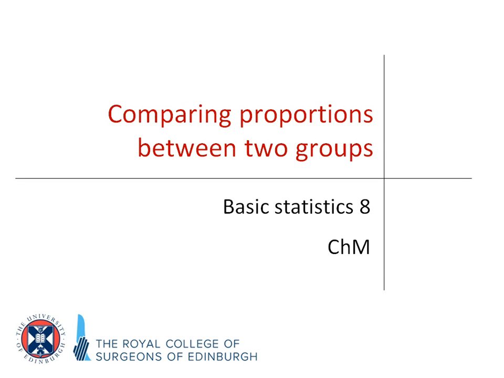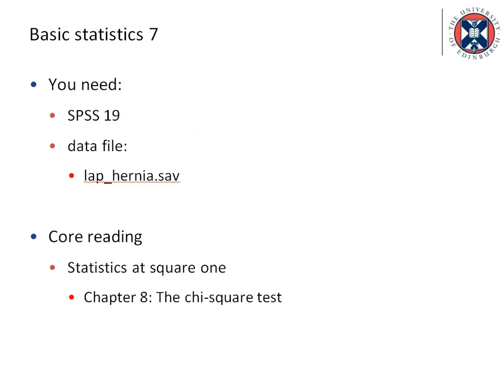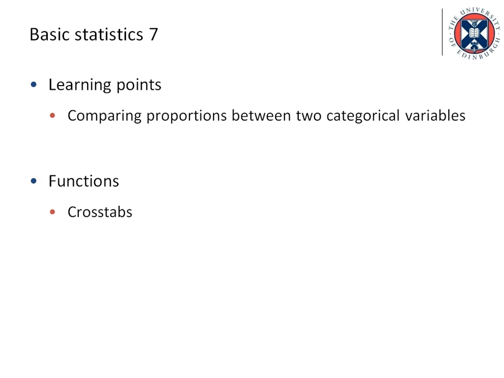Hello, this should be a quicker video this week. We're going to be comparing proportions between two groups, and this is primarily the Chi-squared test. For it you will need SPSS as always, the data file lap hernia, and the co-reading is Statistics at Square 1, Chapter 8, the Chi-square test. We're going to show how to compare proportions between two categorical variables, and we'll do this using the crosstabs function.